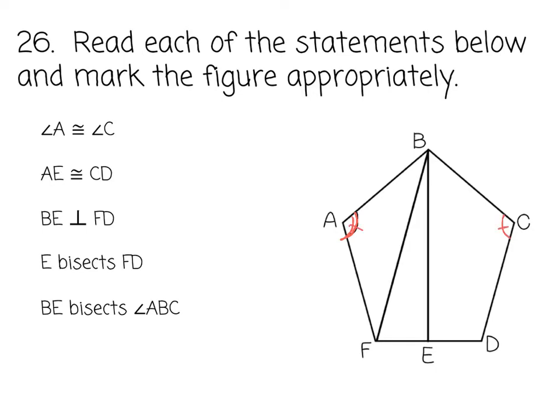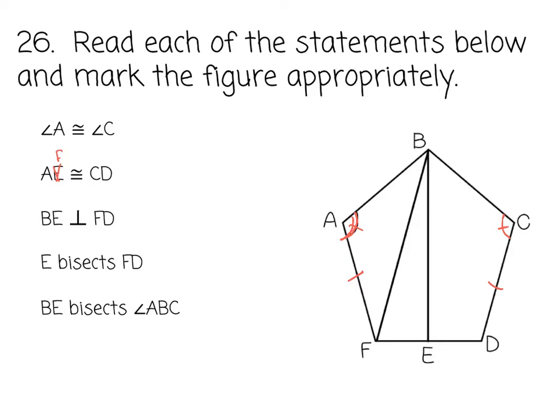The next one says AE is congruent to CD. So AE, oh, that should have been AF, I'm sorry. That should be AF. AF congruent to CD. Mark those segments congruent. The next one says BE is perpendicular to FD.